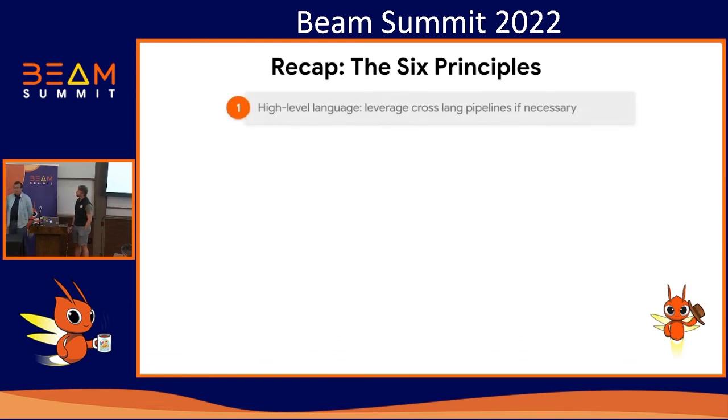First one: use a high level language. One of the first decisions that we have to take when implementing a pipeline in Beam is to choose the programming language that you want to use for your pipeline. So the recommendation is to choose the best for your specific situation, and if that means implementing it in a language that is missing one specific feature, then you can use cross language pipelines to leverage that feature from another SDK.